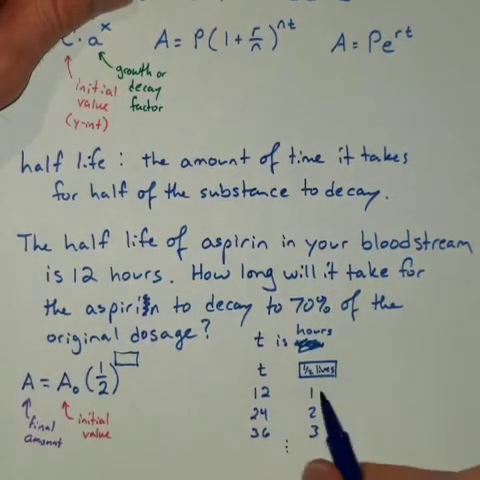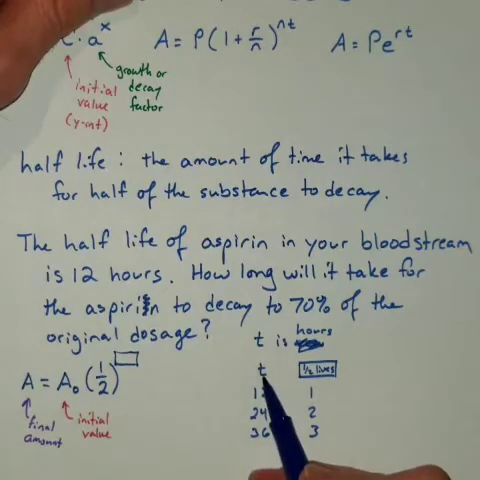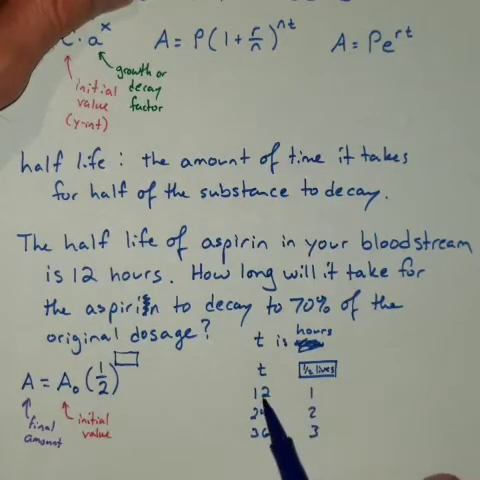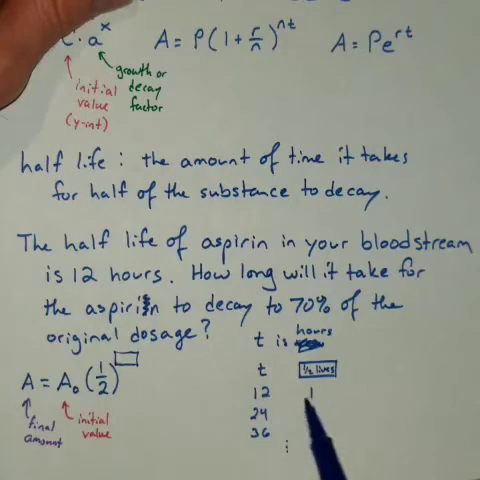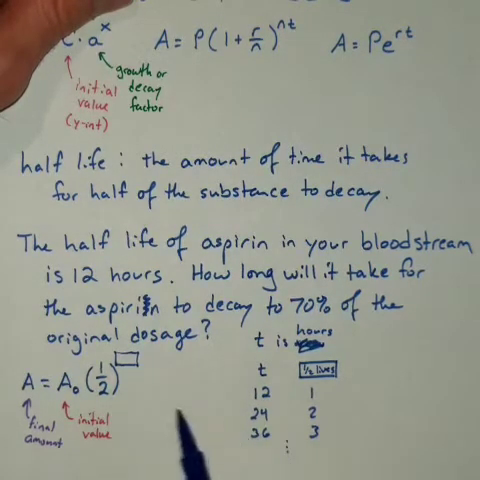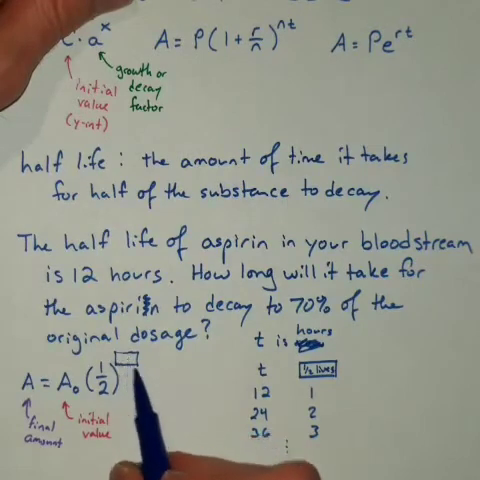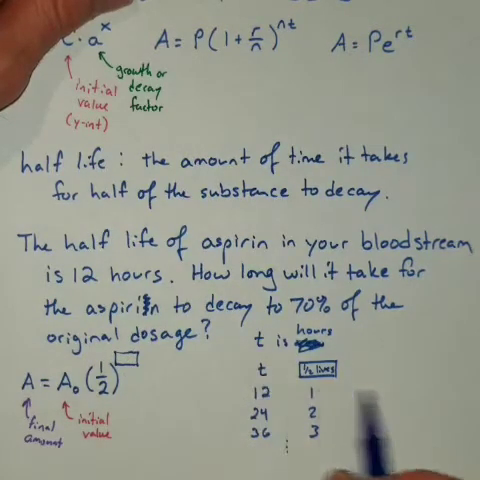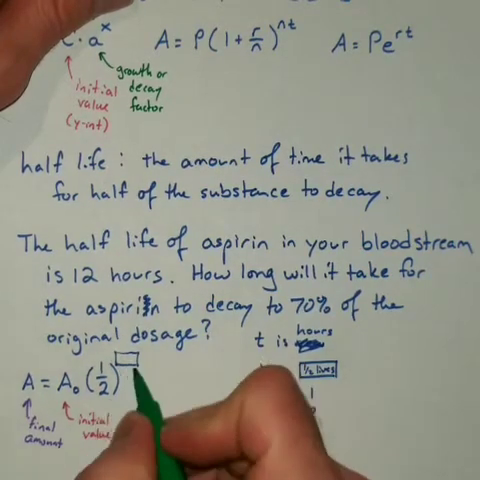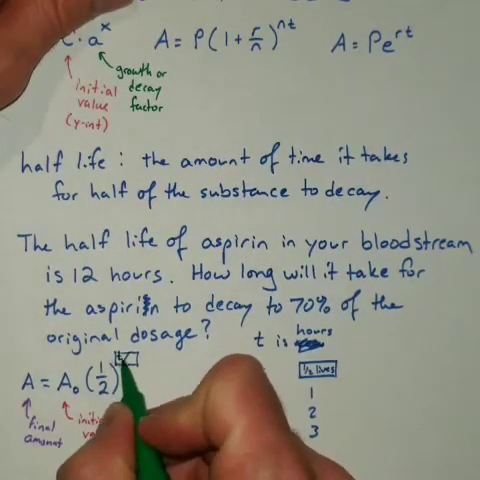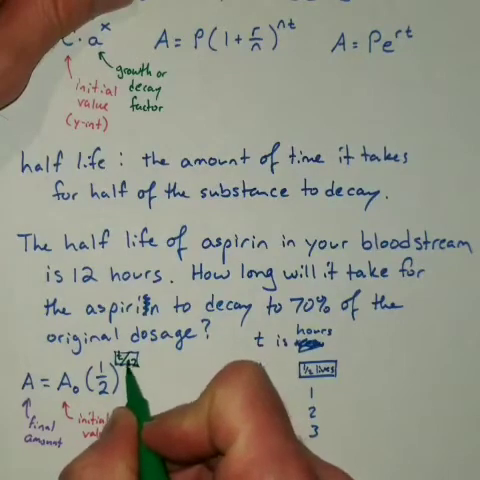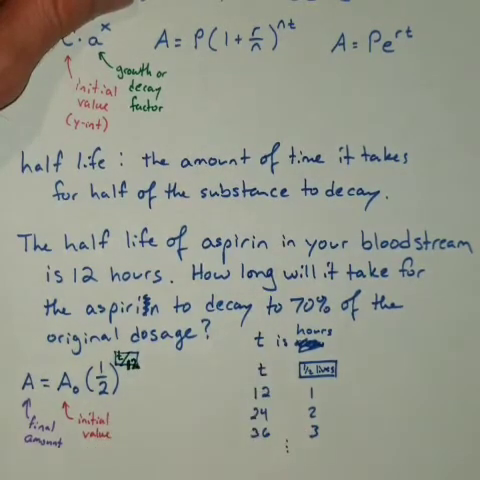Well, the only way to make that happen is to take the time and divide it by 12. Take the hours, divide by 12, and you'll get those corresponding half-lives. And so that's what the exponent is going to be. It's the time divided by 12. Let me try to write that in here. Time divided by 12. I don't know if you can see that real well. I drew my box probably too small.